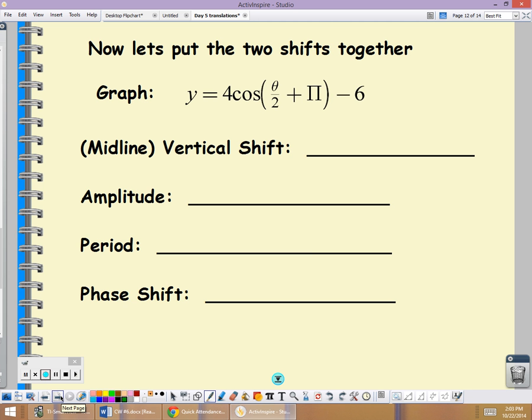So basically, those are the things that you need to find. So, can everyone please identify those 4 things for this one? Find the midline, the vertical shift. What's the midline? What's the amplitude, period, and phase shift? Ready, go.